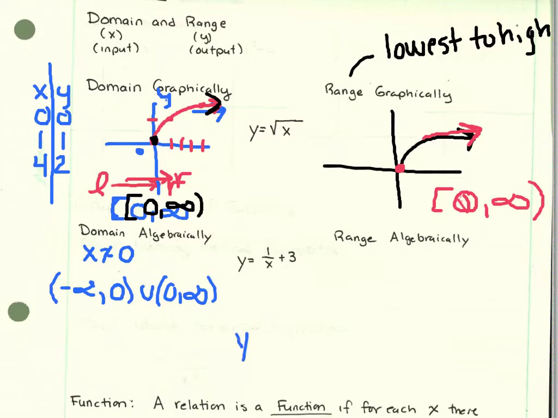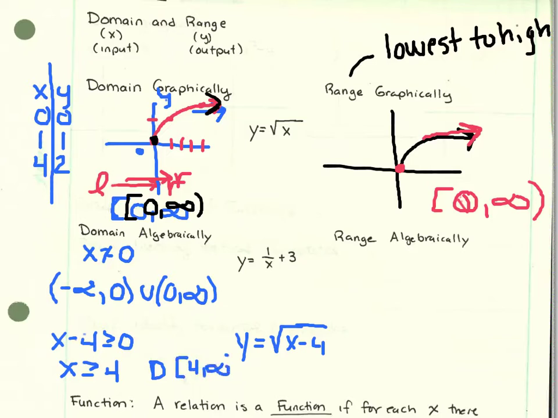There's other types of problems for domain, like if I look at the problem above, let's say one similar to that, like y equals the square root of x minus 4. In this case, x minus 4 would have to be greater than or equal to 0 because you can't take the square root of a negative. And if I were to solve that, x would have to be greater than or equal to 4. So algebraically, for this blue function, the domain would start at 4 and go to infinity.